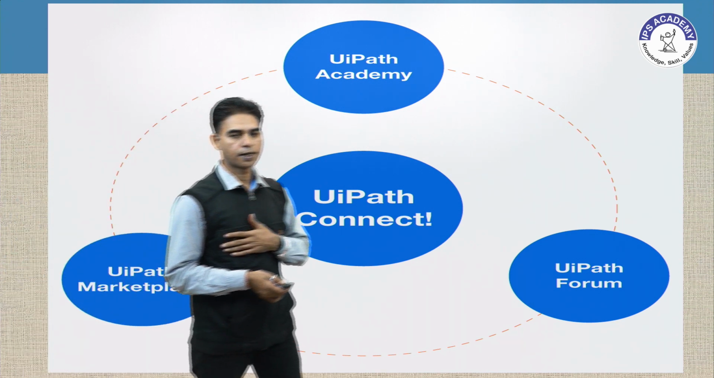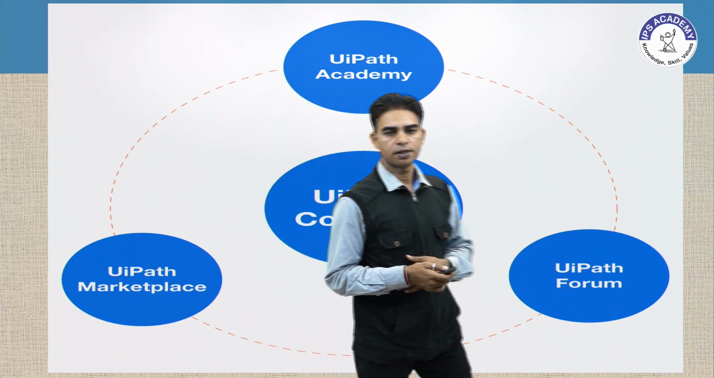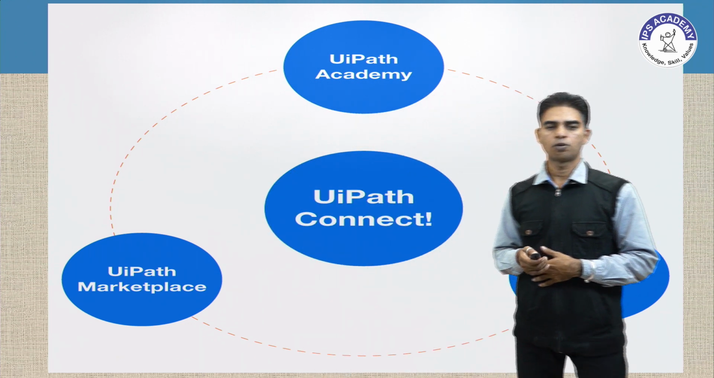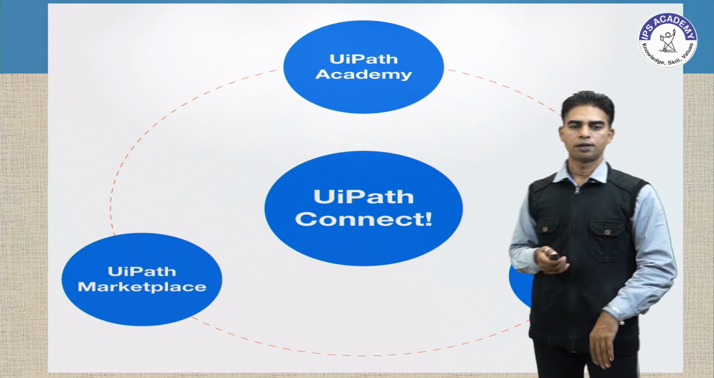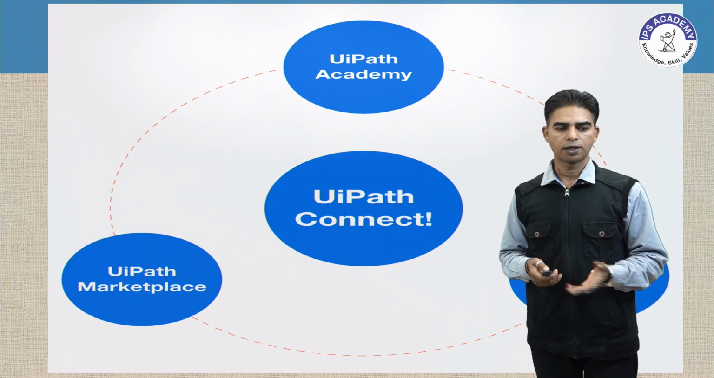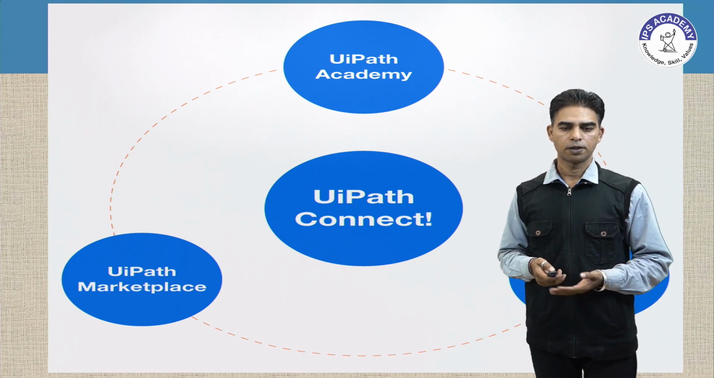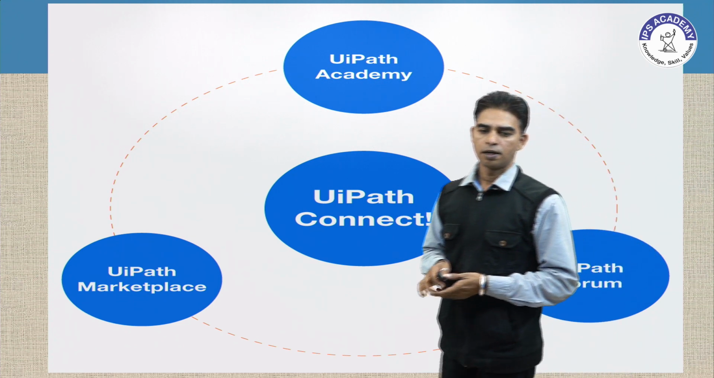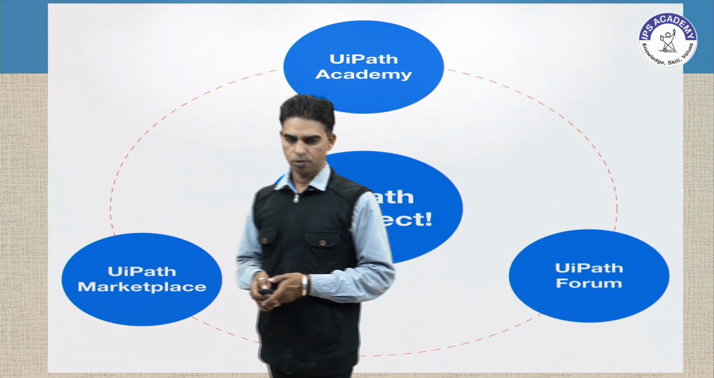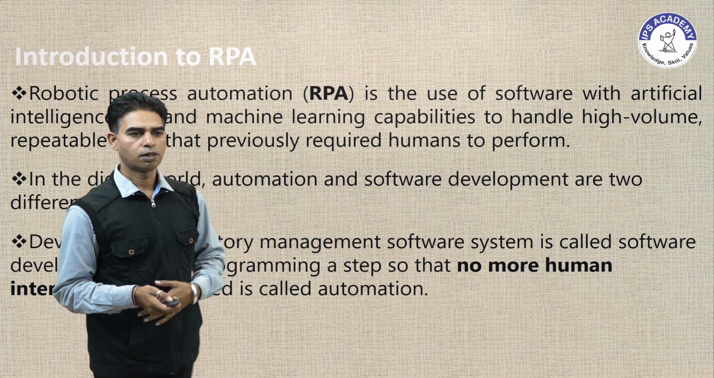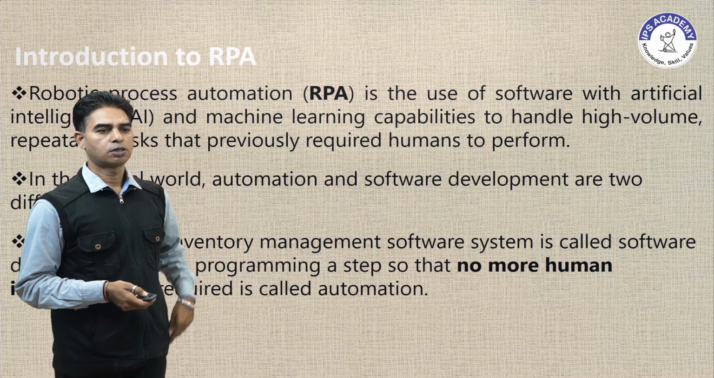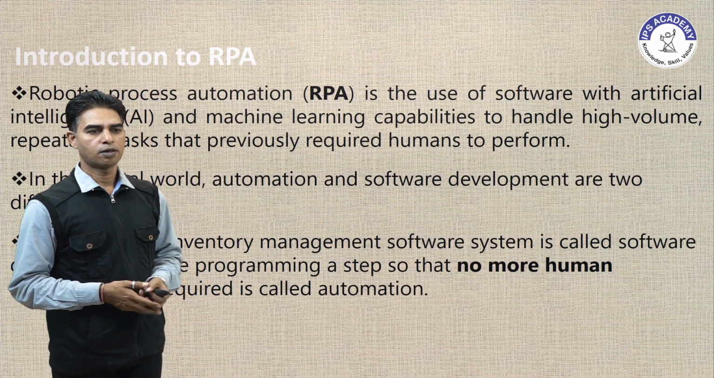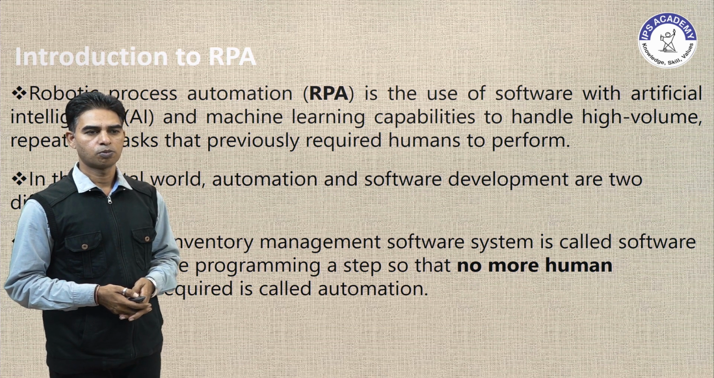UiPath Academy means all the robotic process automation documentation is there, and how to connect with it. There is a marketplace available, and a forum as well. Now we come to our main topic, the introduction to robotic process automation.